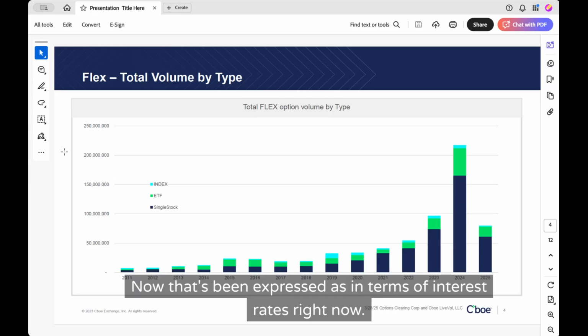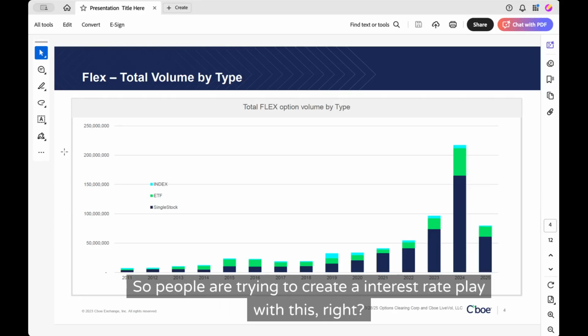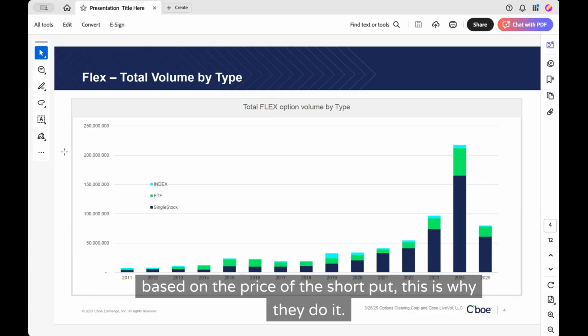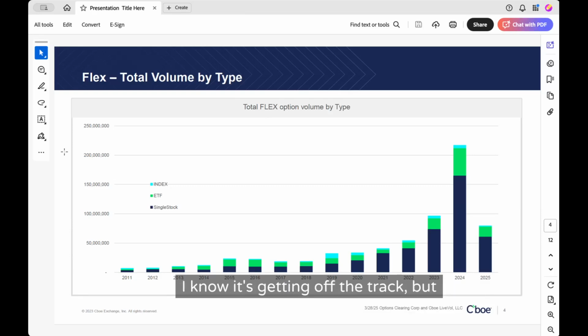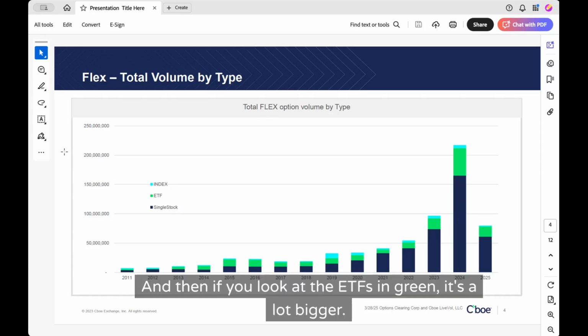Now that's been expressed in terms of interest rates right now, because the growth in this is tied to the interest rates going up. So people are trying to create an interest rate play with this, right? If they could do a reversal where they're selling stock and garnering some sort of interest rate based on the price of the short put, this is why they do it. I know it's getting off the track, but this is a big driver of the Flex for the individual name using European style. And then if you look at the ETFs in green, it's a lot bigger.